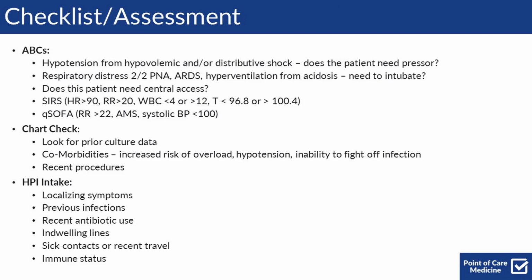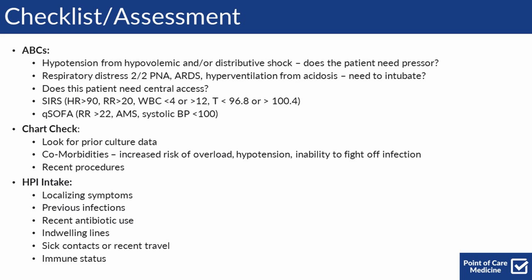Start with your ABCs. See if the patient is hypotensive from hypovolemia and/or distributive shock, and decide whether or not the patient needs to be started on pressors. If they're in respiratory distress, try to decide if this is from pneumonia, ARDS, or hyperventilation from acidosis, and whether or not you need to intubate. You should also be thinking about whether the patient needs central access.